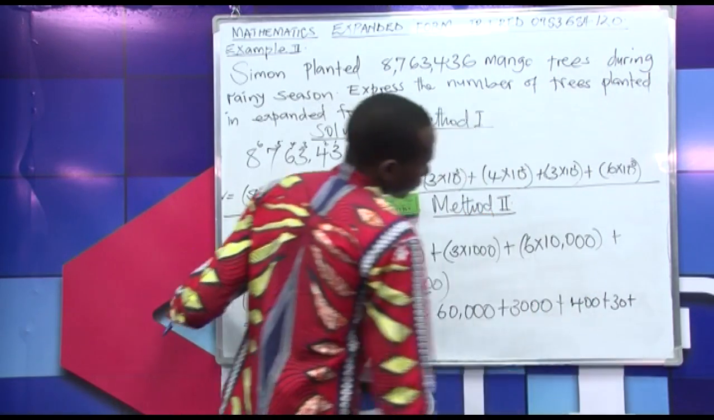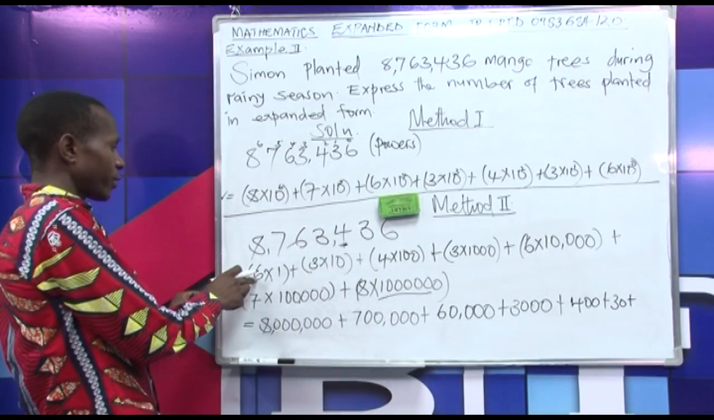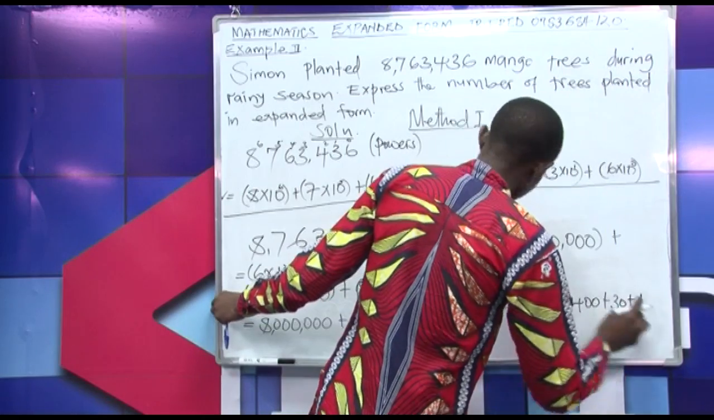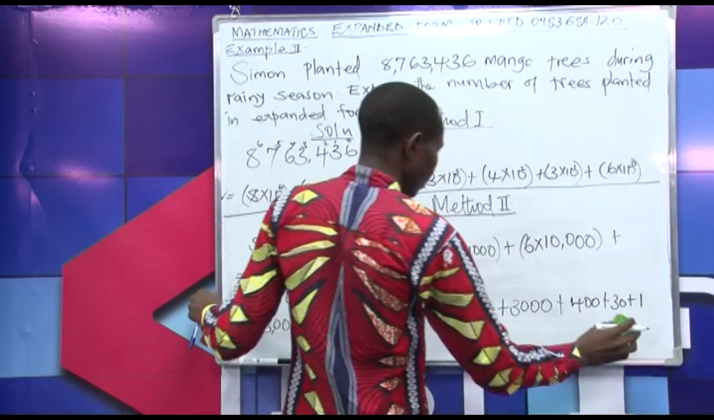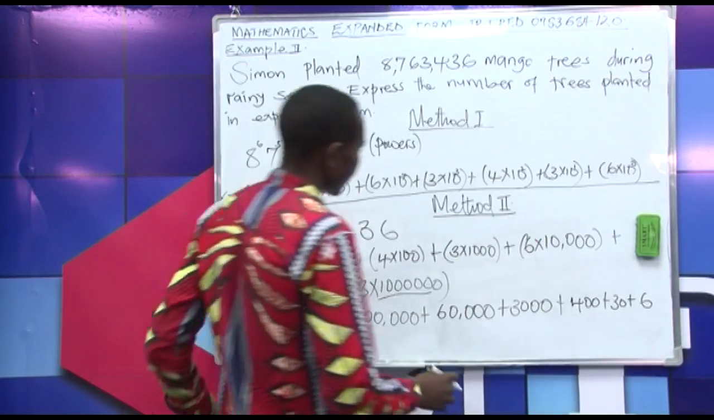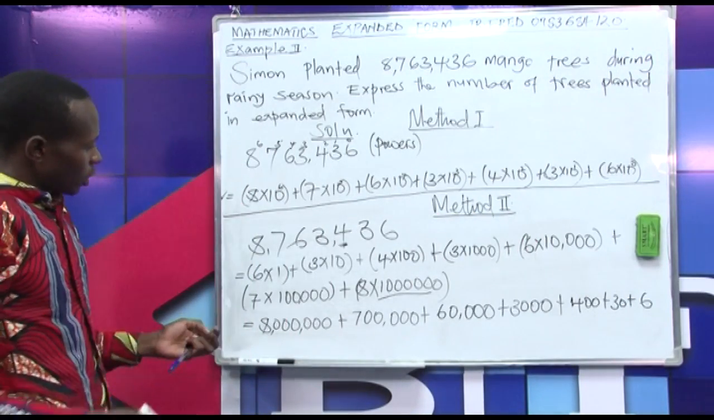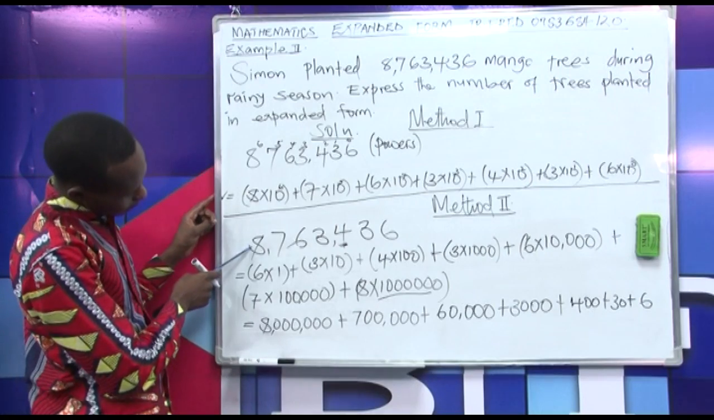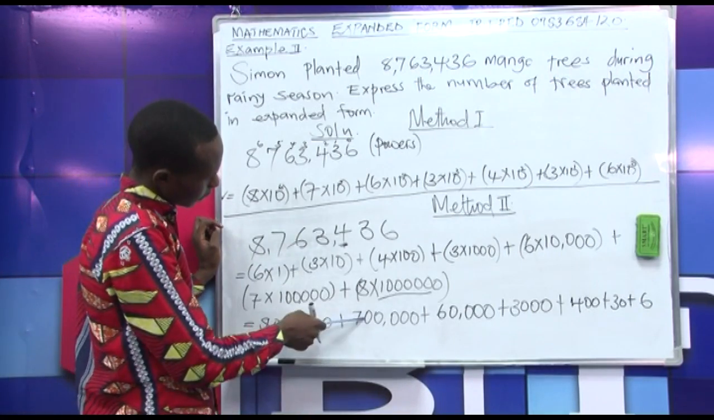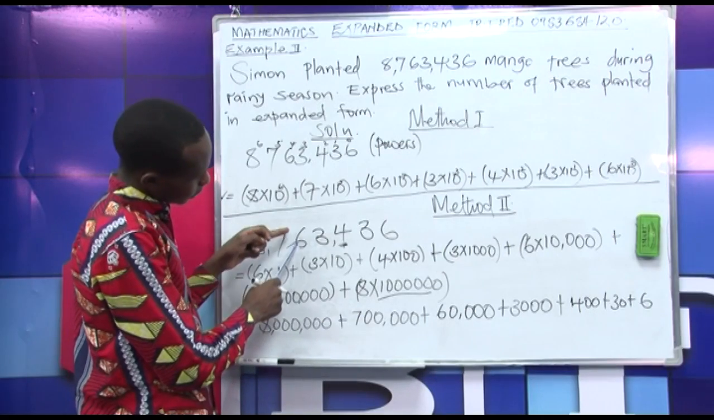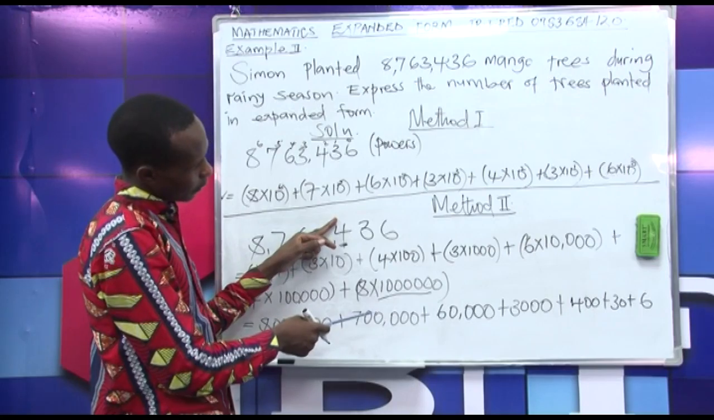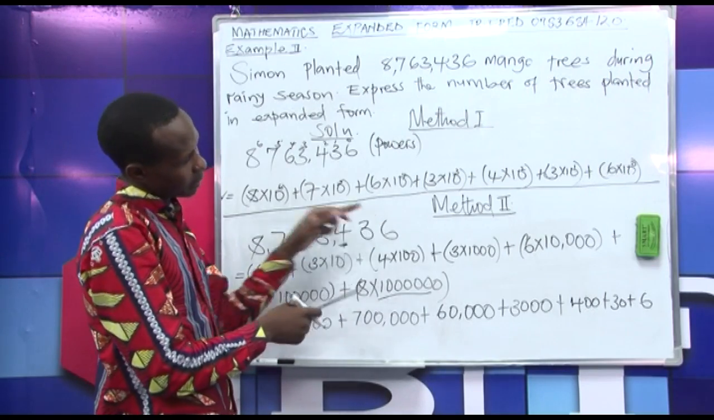Plus, lastly, we shall have 6 times 1, it will give us 6. So when you look at this, we shall realize that 8 is giving us 8 millions, plus 700,000, plus 60,000, plus 3,000, plus 400, plus 30, plus 6.